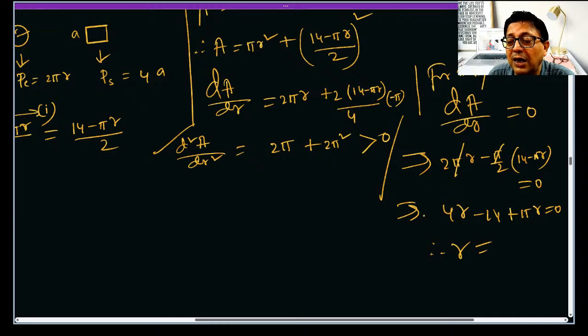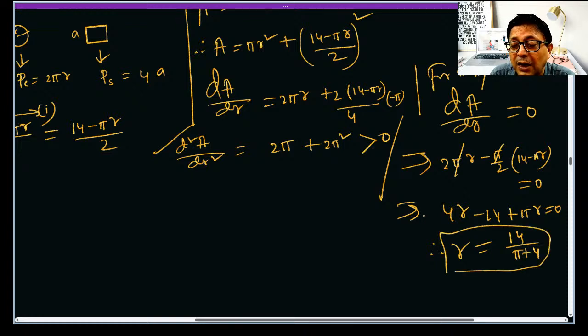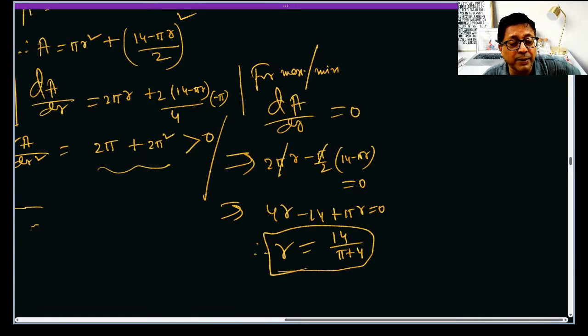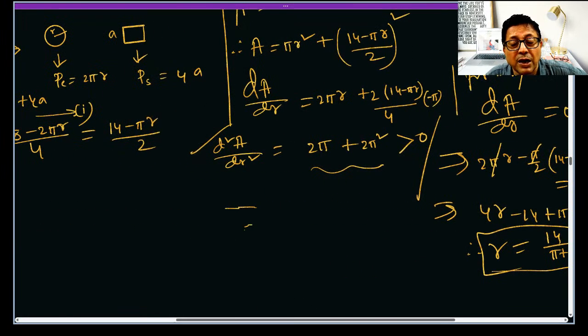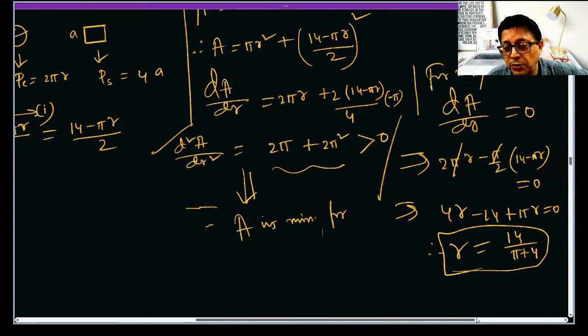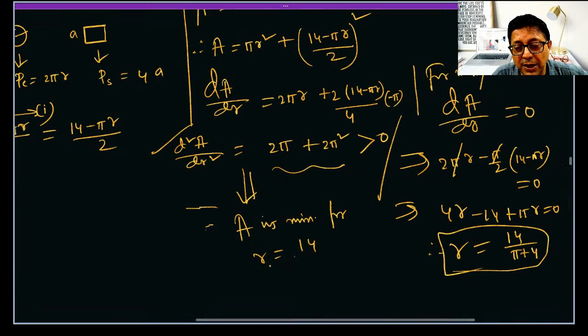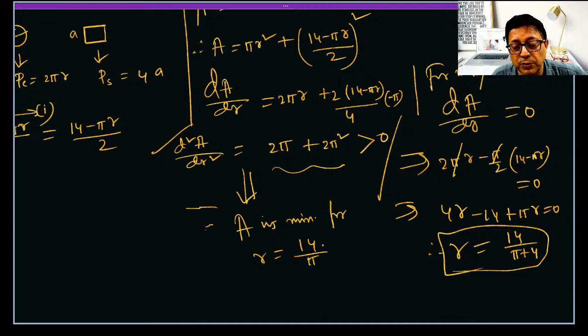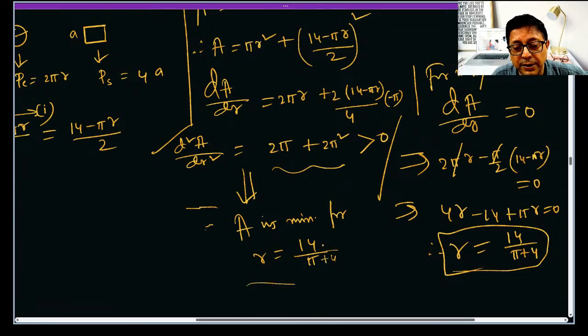r is going to be, if you just take r common, transfer it on the right side, r we got 14 by pi plus 4. So this is always positive. Therefore A is minimum for what? For r equal to 14 by pi plus 4. Clear?